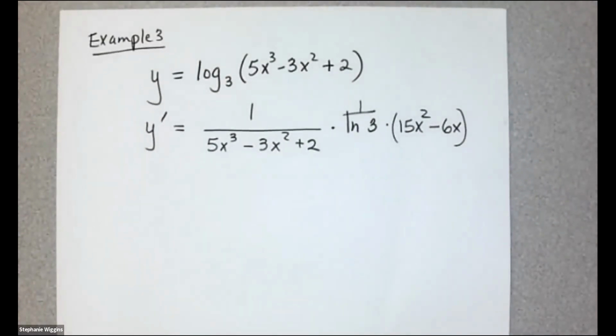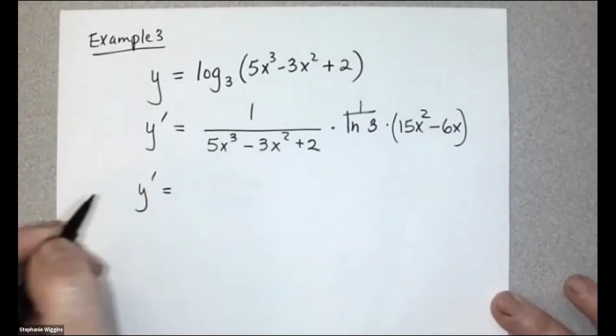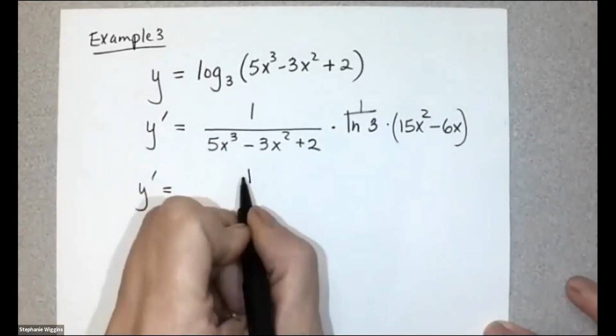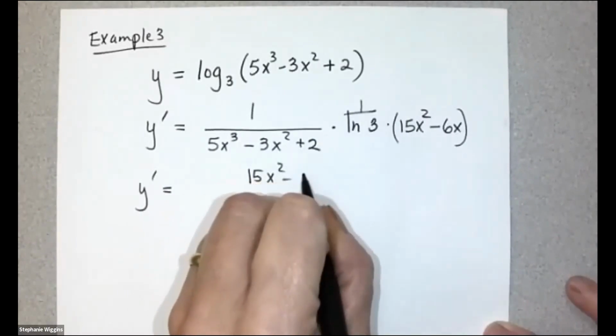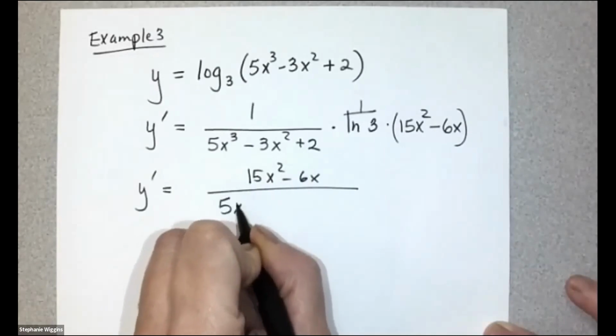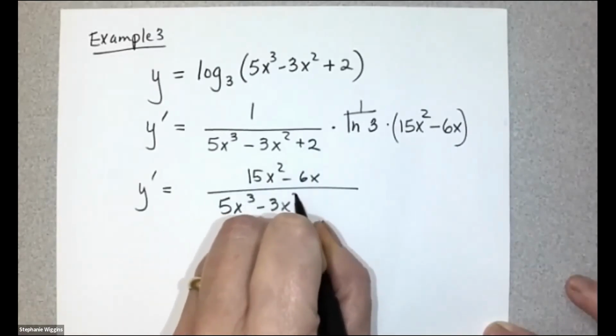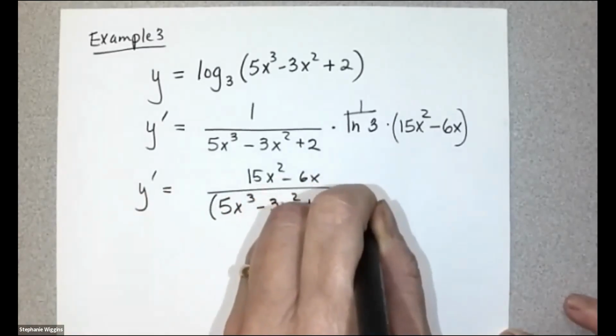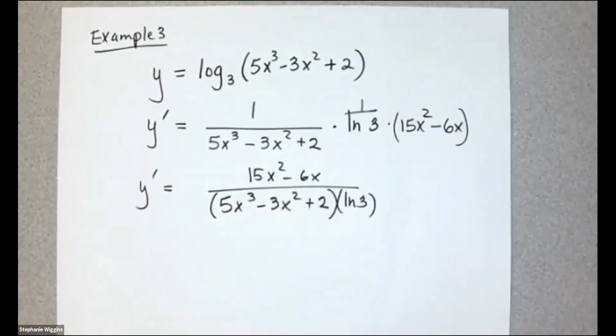Okay, so I suppose if I were to simplify this, I would just write it as 15x squared minus 6x, there's the numerator, and then the 5x cubed minus 3x squared plus 2. And then, of course, you just multiply it by ln 3 in the denominator there. That's fine. Okay? Any questions on that? On that one?